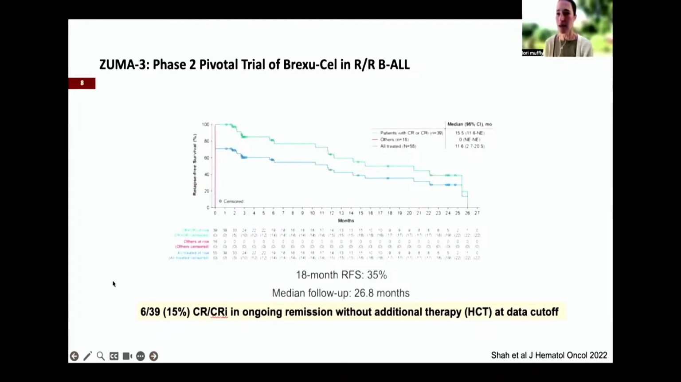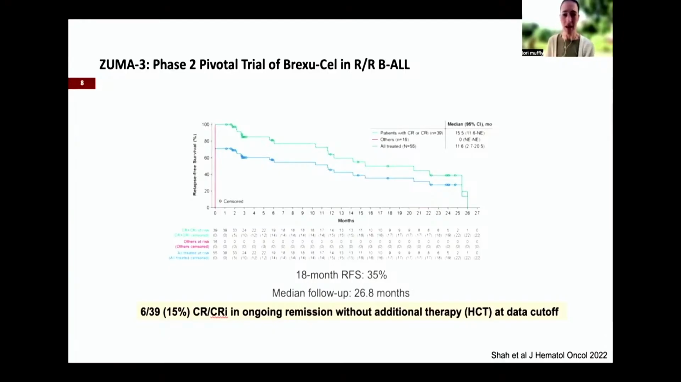Now, the investigators did do several follow-ups of this initial 55-patient cohort. This was one of the follow-ups published a couple of years ago. At this point, when this paper came out, there was 26.8 months median follow-up. And you can see the 18-month relapse-free survival was now 35%. So a third of patients remained in remission and alive.